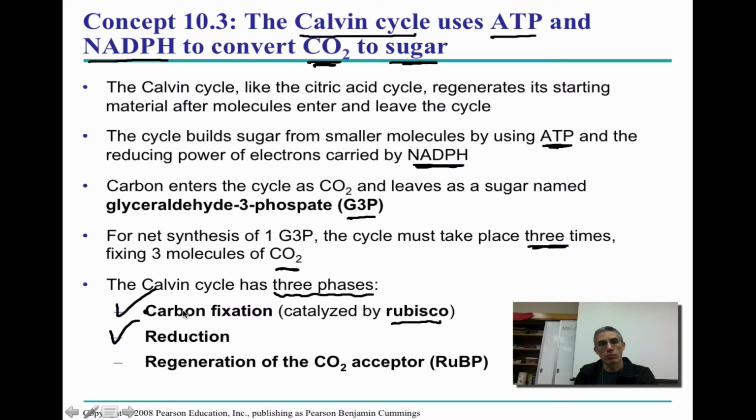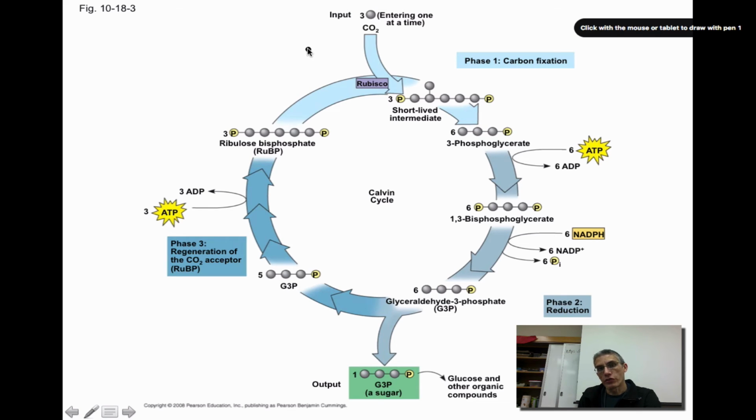The second part is going to be reduction, and the third part is going to be the regeneration of the CO2 acceptor called RuBP, or RuBisP, as it's referred to sometimes. Now we'll look at these as we make our way into the diagram. Alright, so this is the diagram that I was referring to from the previous screen.